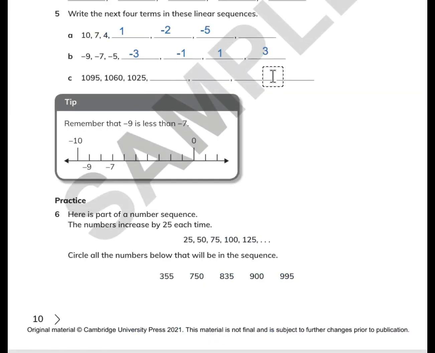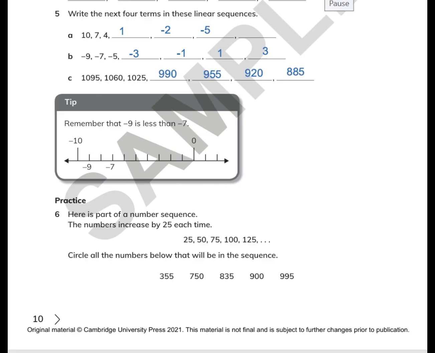We also have C part of the same question. Sequence is 100, 1095, 1060, 1025. So the difference here is, you can see, minus 35. So I have written the answer of the C part for you.